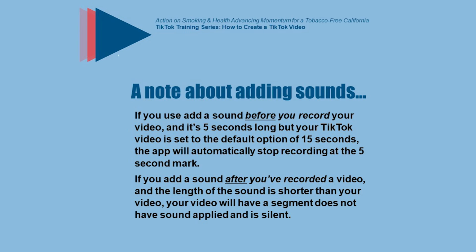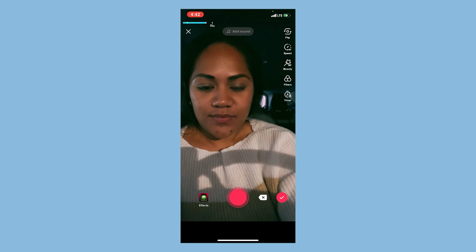Now it's worth noting that if you use a sound that's 5 seconds long, for example, and your TikTok video is set to the default option of 15 seconds, the app will automatically stop recording at the 5-second mark. If you were to add a sound after you've recorded a video, which I'll show you next, and the length of the sound is shorter than your video length, your video will have a segment that has no sound applied and is silent. Now, if you want to add a sound to your video after you've recorded, here's how.